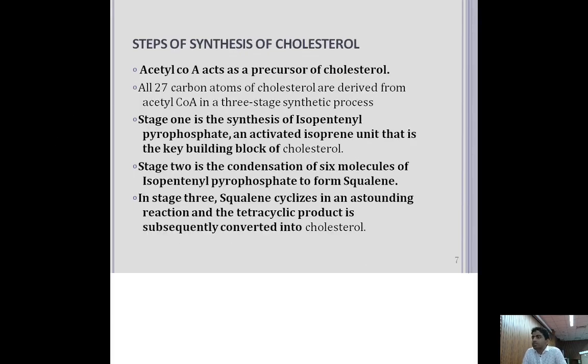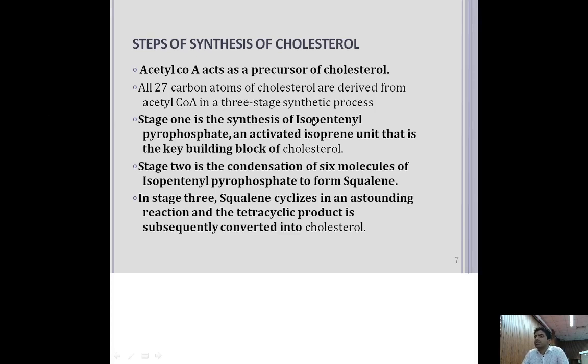So steps. It's a very complex process, but I'll tell you what all terms you have to know and what all steps you have to remember. Otherwise, it is very complex. So what is the precursor molecule? Acetyl coenzyme A. Acetyl coenzyme A is the precursor, so this you have to know. And all the carbon atoms come from acetyl coenzyme A. The major steps are three. Three stages are there. In each stage, there are many steps present.